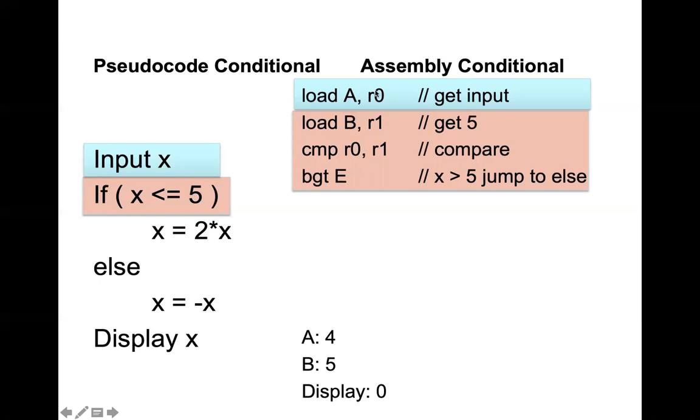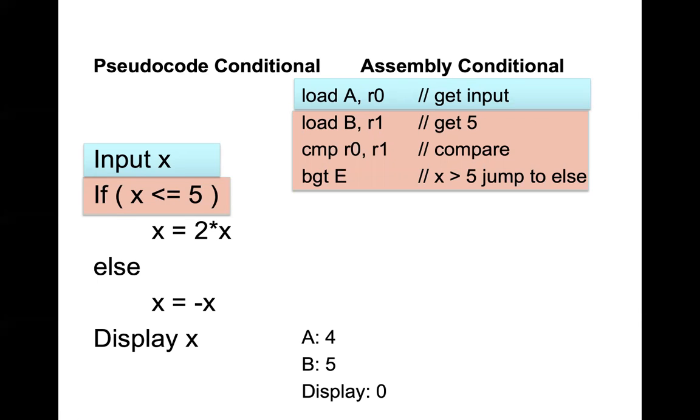Okay, so now we have the values that we want to compare in R0 and R1. So we'll execute the compare instruction on them. And again, we're going to see sort of the same trick. So if X is less than or equal to 5, we want to do something. So what we're going to say is, if X is greater than 5, we're going to go to the else part. So E is going to be a label for the else part. We haven't filled it in yet, but it'll be there in a second.